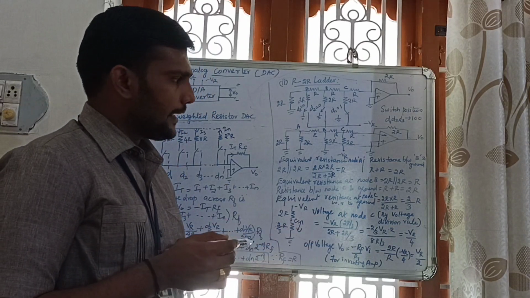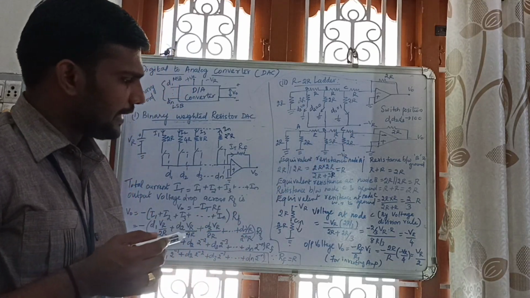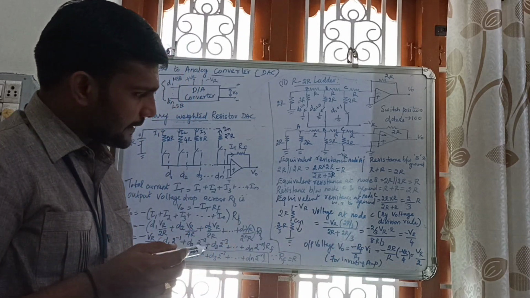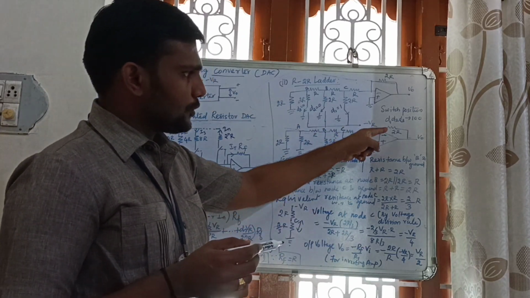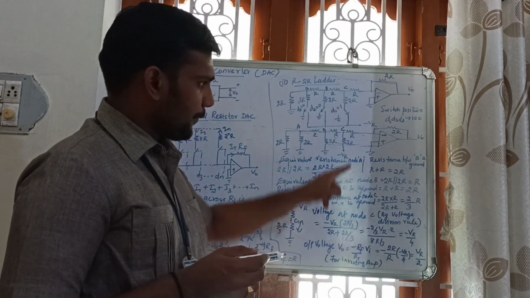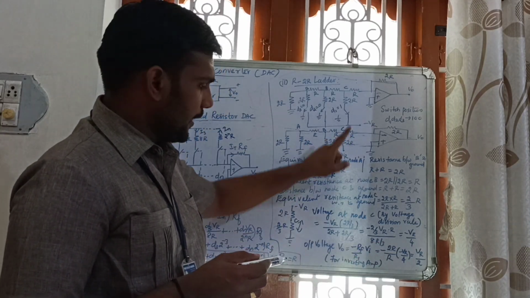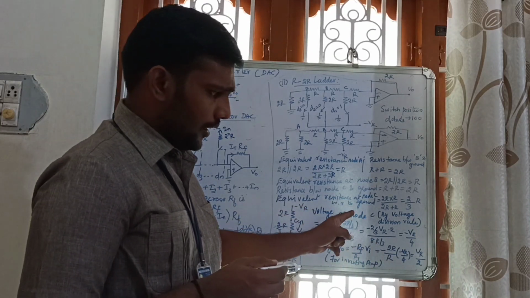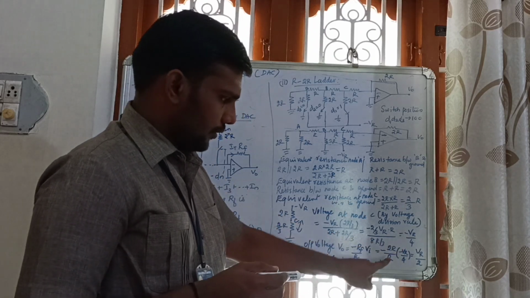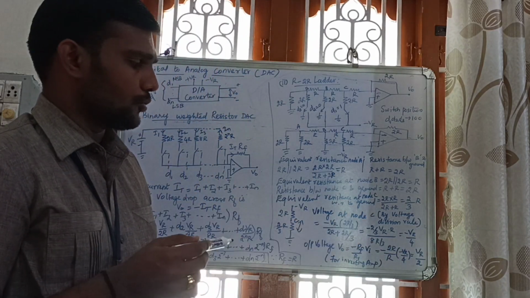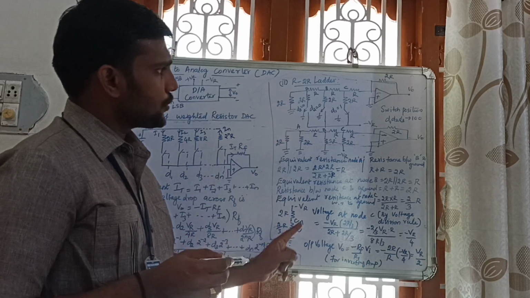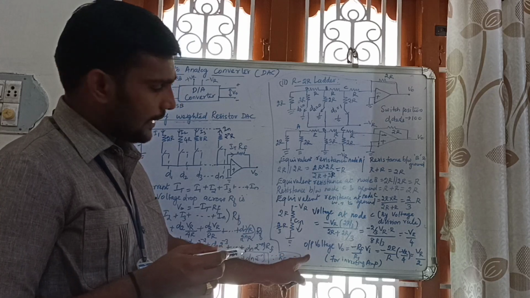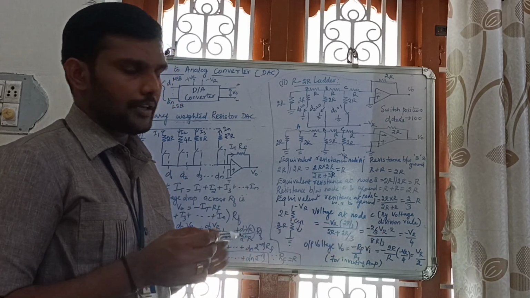Then the output voltage. This is the inverting amplifier. For the inverting amplifier the output voltage is equal to minus RF divided by R1 into VI, is it not? Here the feedback resistance is 2R, so minus 2R divided by R1. Here at this place you are having R. Then VI is the input voltage, which is minus VR by 4. Substituting that, you are getting VR by 2. So in the R-2R ladder network DAC, the output analog voltage V0 is equal to VR divided by 2.